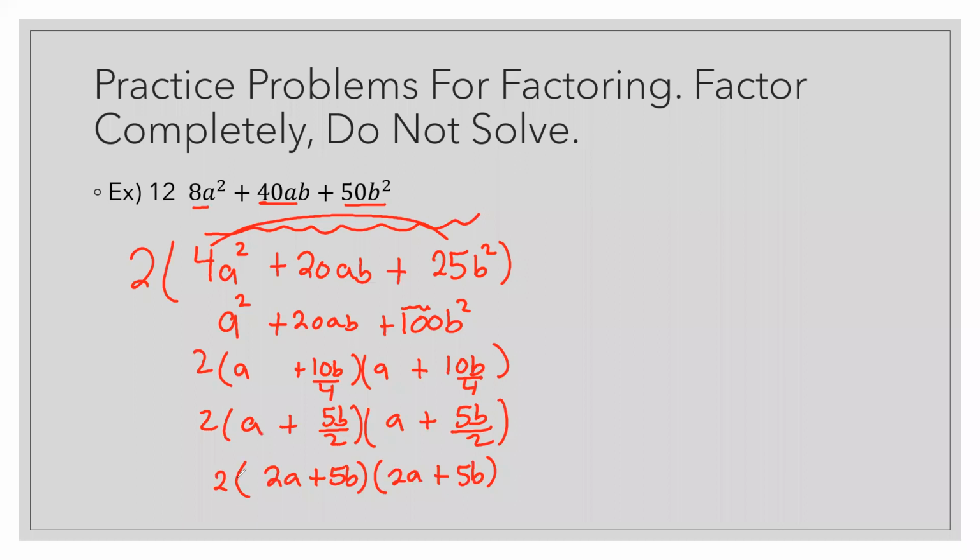And that's it. Or you could also, what else could you have done? Since this is a repeat, you can rewrite this as 2 times the quantity 2a plus 5b, squared. Okay. Good. Any questions? That's it for number 12. Let's move on to example 13.